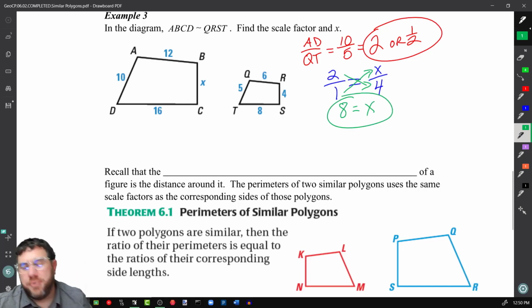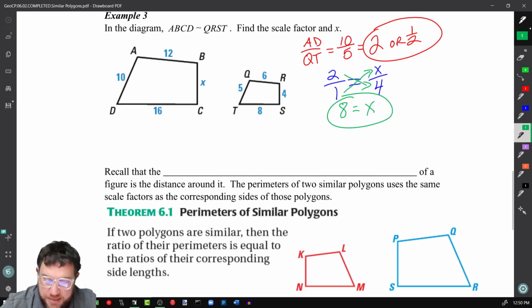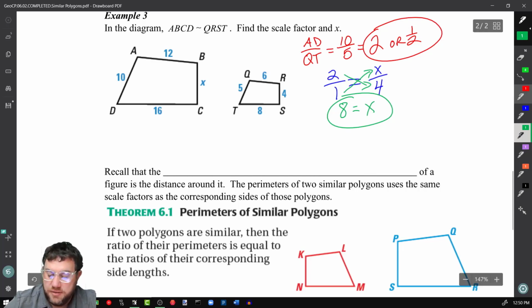Sometimes once you get to that process, you'll have to start solving for x. You'll get just a regular algebra equation. You have to do a couple steps to get x by itself. But it's still the same process. Cross multiply and then start solving for x.